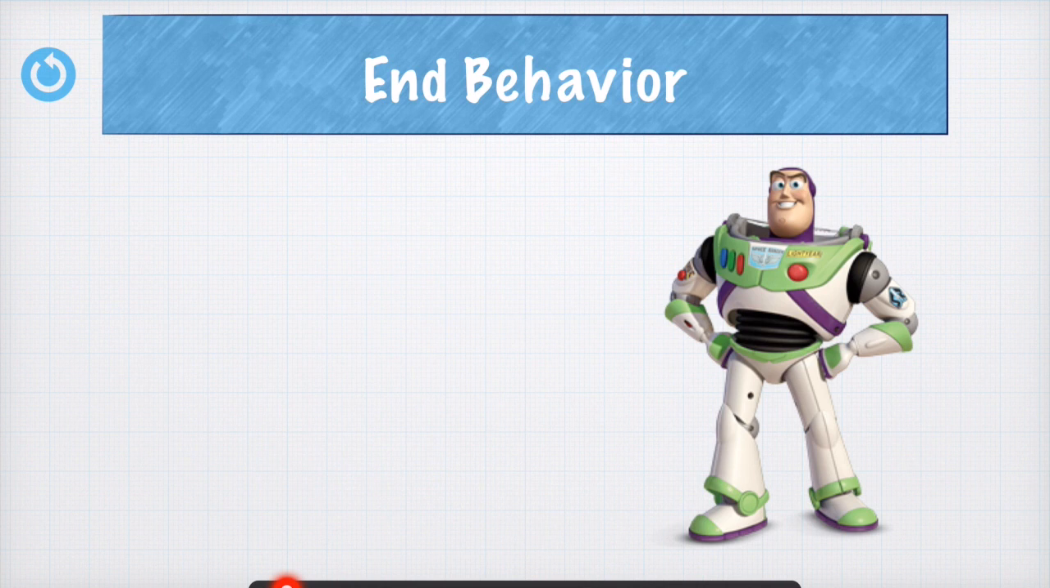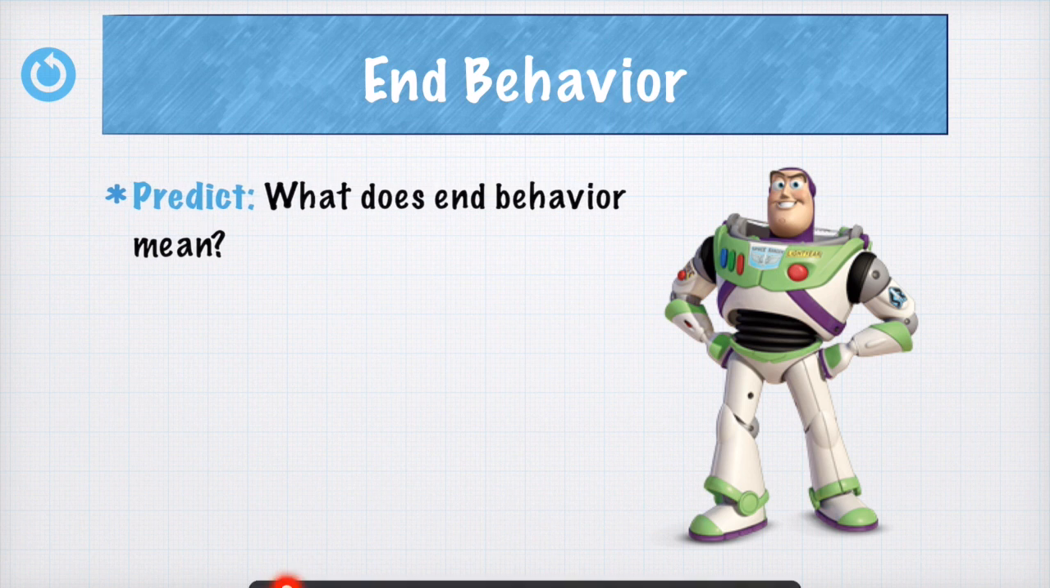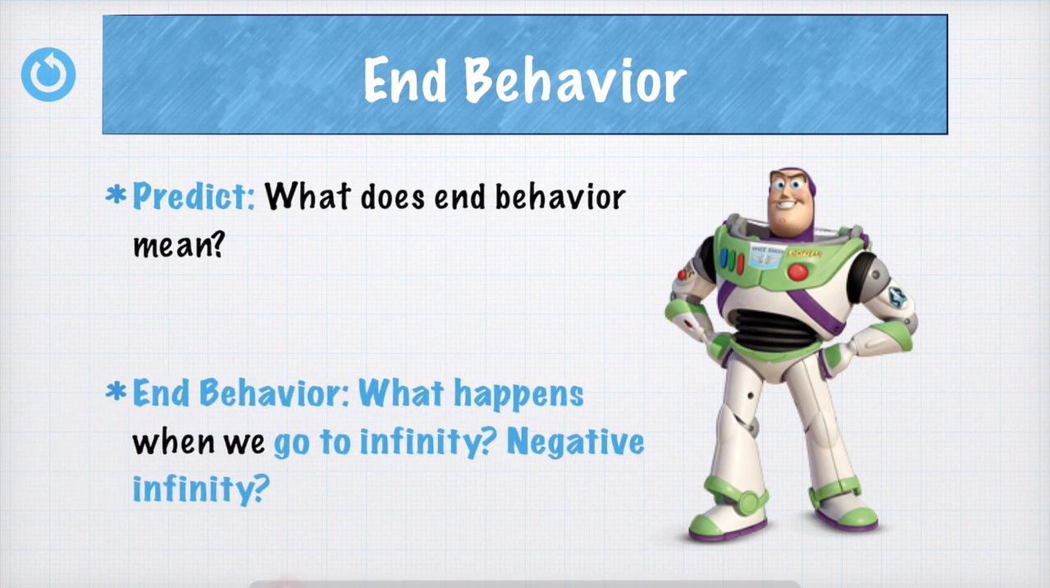End behavior. So we have a picture of Buzz Lightyear because we're going to go to infinity and beyond. End behavior is what happens when we get to a really big number, a really small number. So when x goes to infinity, what's going to happen? When x goes to negative infinity, what happens? Are we going to get really big, or are we going to get really small, or are we going to go to a certain number, like 5? And that's what our end behavior is.